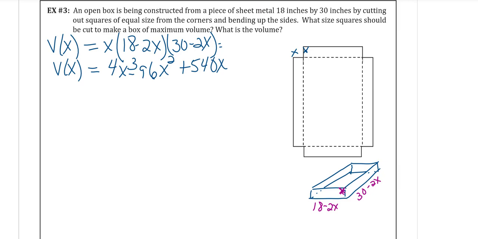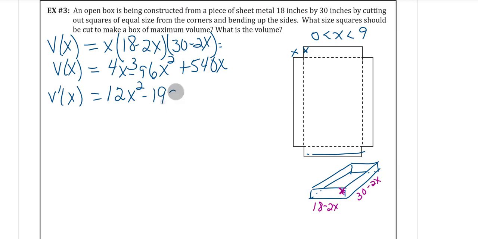So from here, we're going to take the derivative, and the reason we don't have a second equation is because our constraint is the fact that the x has to be somewhere greater than 0 but less than 9. Since if it was more than 9, this whole side across the bottom, you cut it off, and you're just making your box smaller. So we have 12x squared minus 192x plus 540. Now we're going to set that equal to 0.